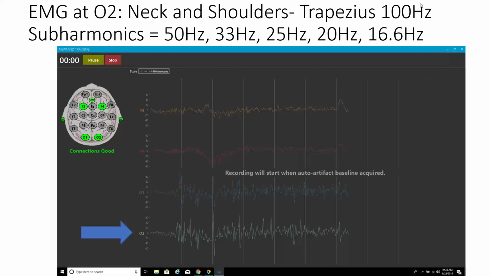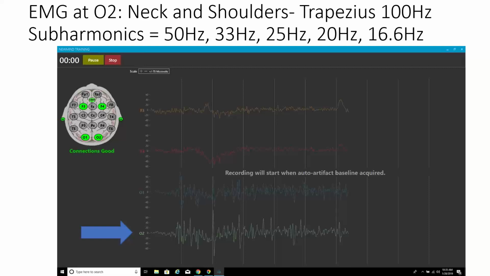Now here's EMG. The EMG here is occurring in the trapezius most likely. You can see that EMG there. That's got a 100 hertz with subharmonics in the 50 hertz, 33 hertz, 25 hertz, 20 hertz, and 16 hertz. So if you're tensing your shoulder muscles, you're going to produce frequencies that show up across your beta range in all these frequencies, beta, high beta, right? And up into gamma, and then what we call EMG on our software. We don't call it gamma, we call it EMG, because that's what the research tells us.